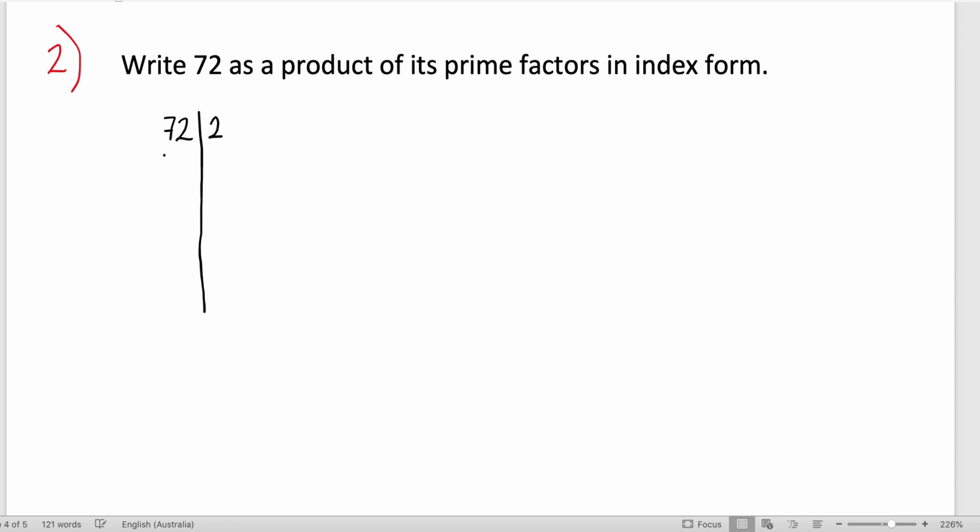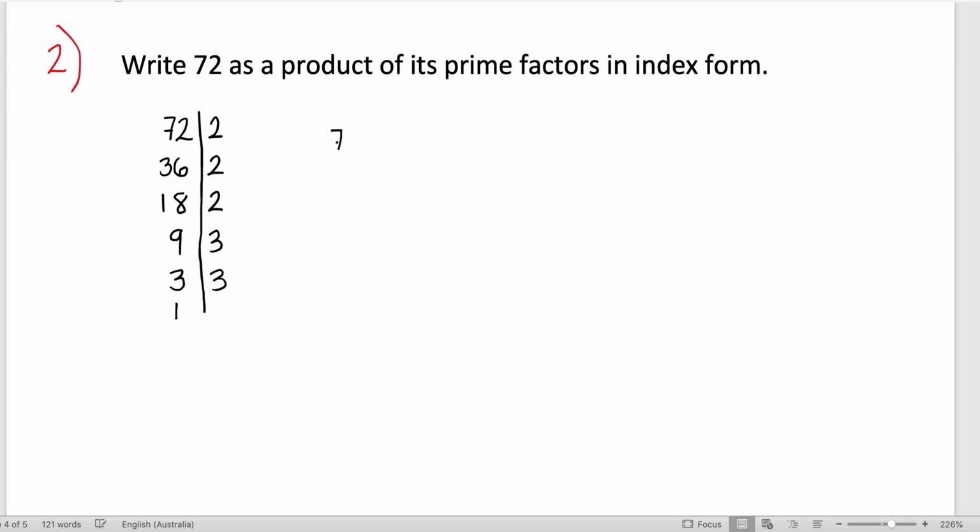72 divided by 2 is 36. Then 36 divided by 2, it's 18. Then 18 divided by 2, it's 9. Then 9 divided by 3 is 3. And then 3 divided by 3 is 1. Remember that we stop when we get to the 1. Okay? And then we have to write it as a product of its index form.